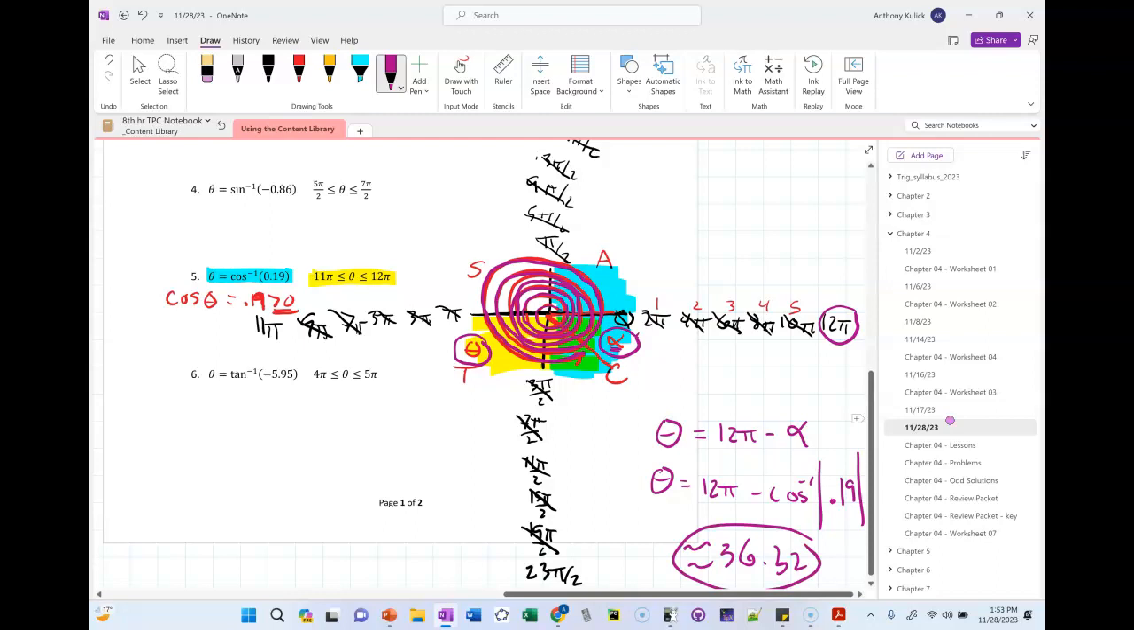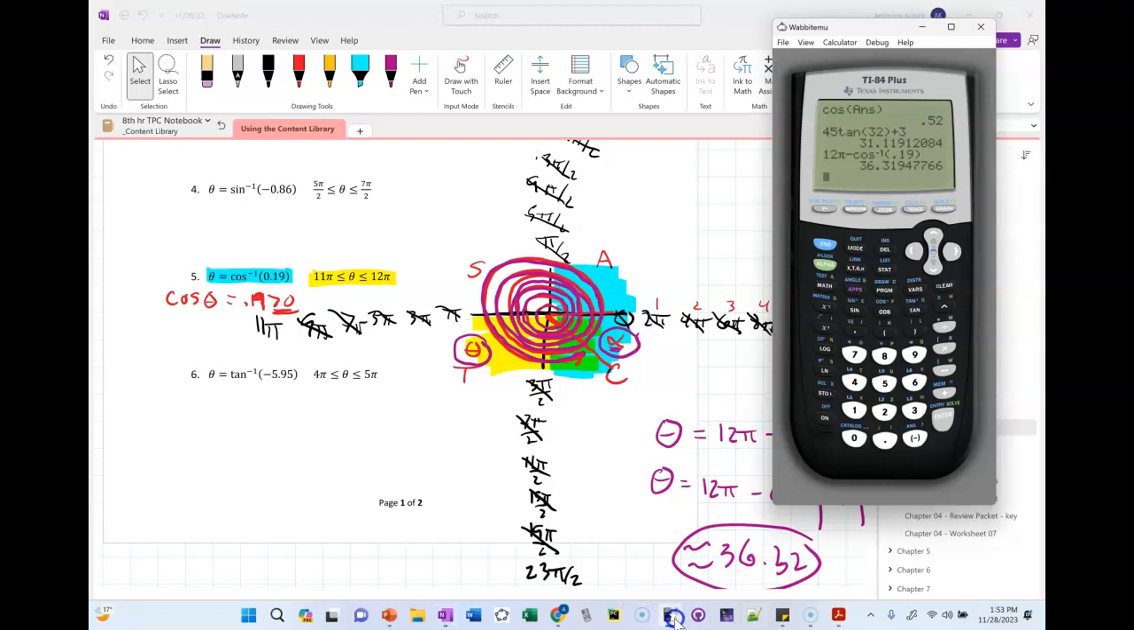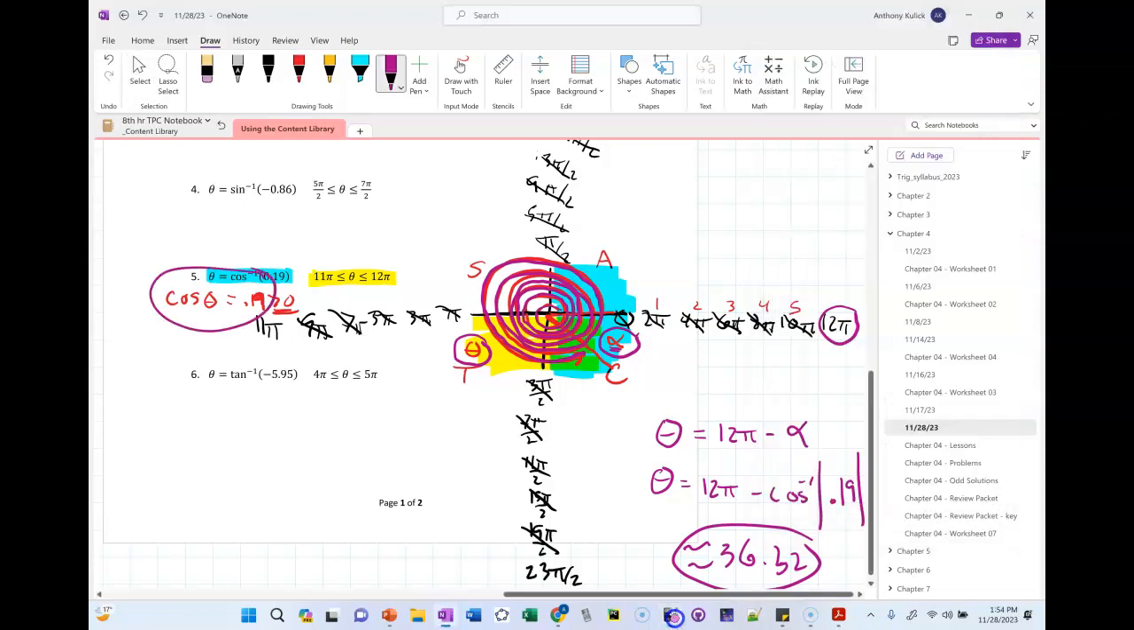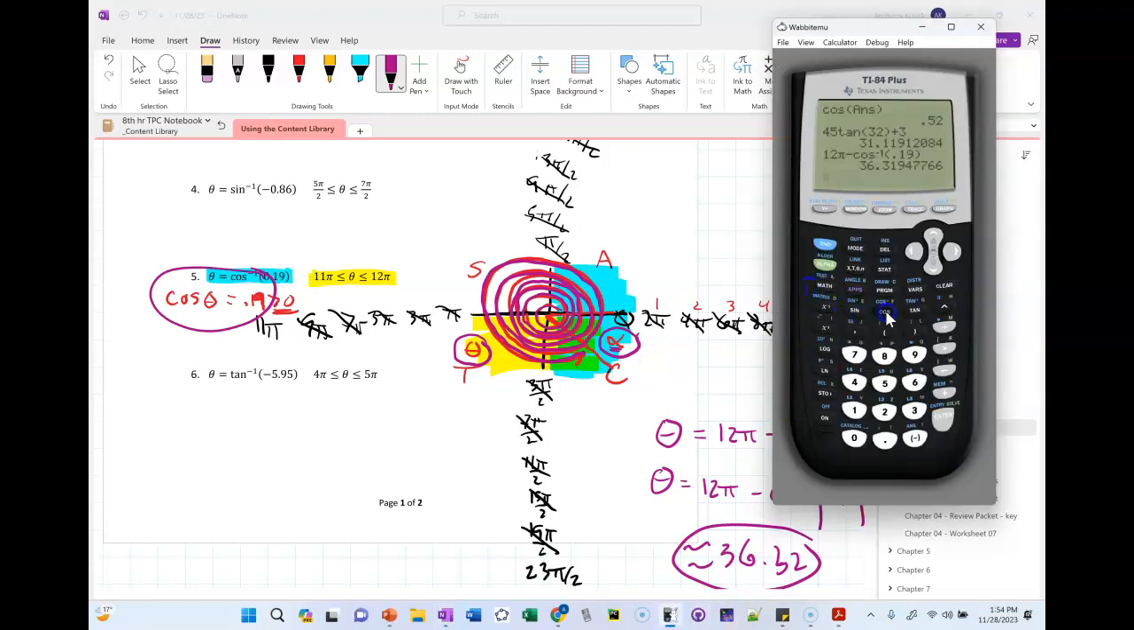How do I check this? Well, cosine of my answer ought to give me 0.19, right? Yes! Ready to see the check? That's only part one of our check, though. What else do we need to check?